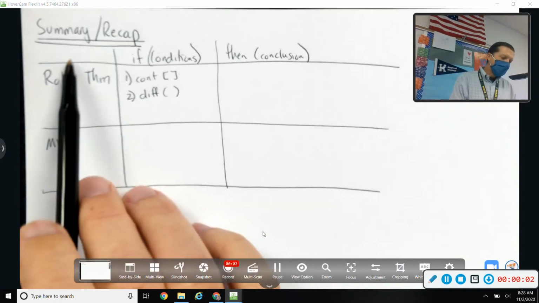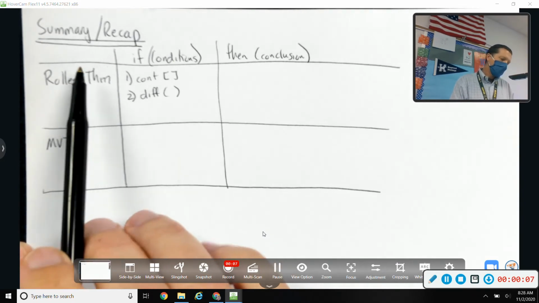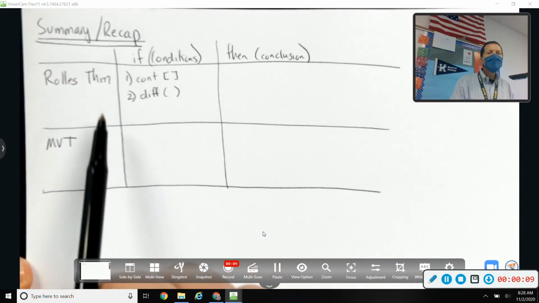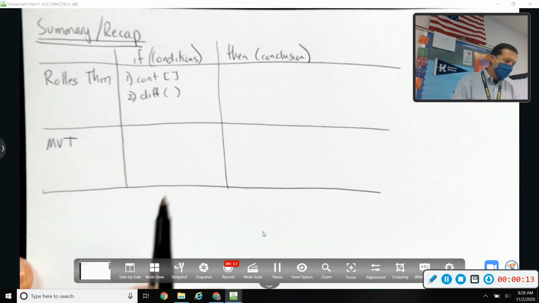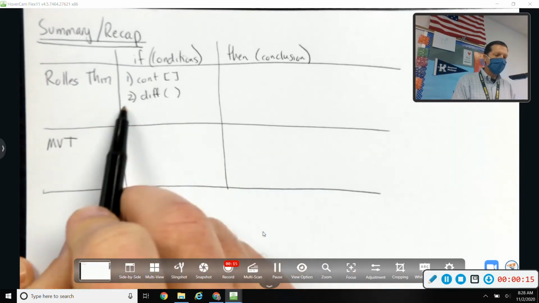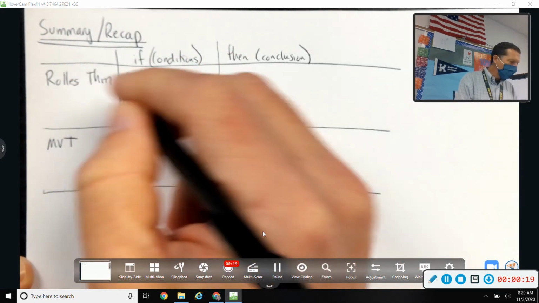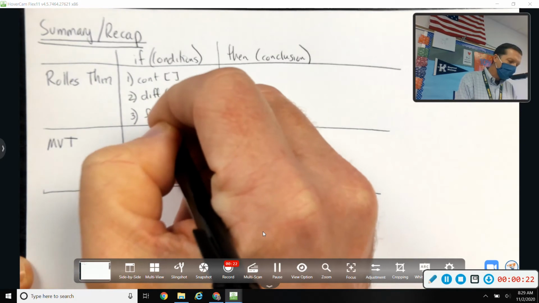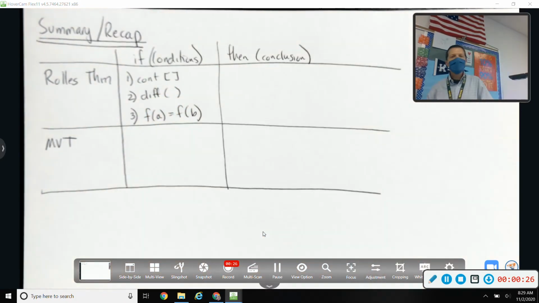All right, a brief summary recap of the entire unit in one page. So first thing we did was Rolle's and MVT. So a little table to compare their conditions and their conclusions. Continuous on the closed, differentiable on the open. And then what makes Rolle's different than MVT is that those endpoints, the y values of the endpoints, have to be the same.